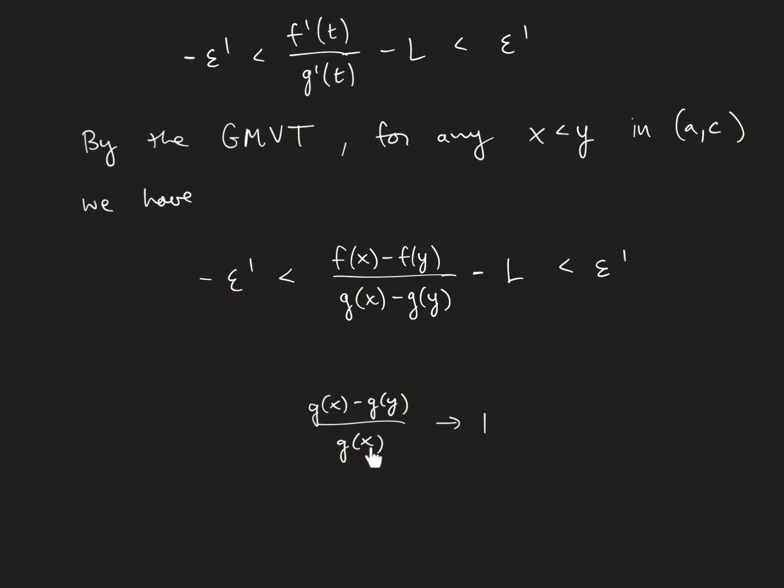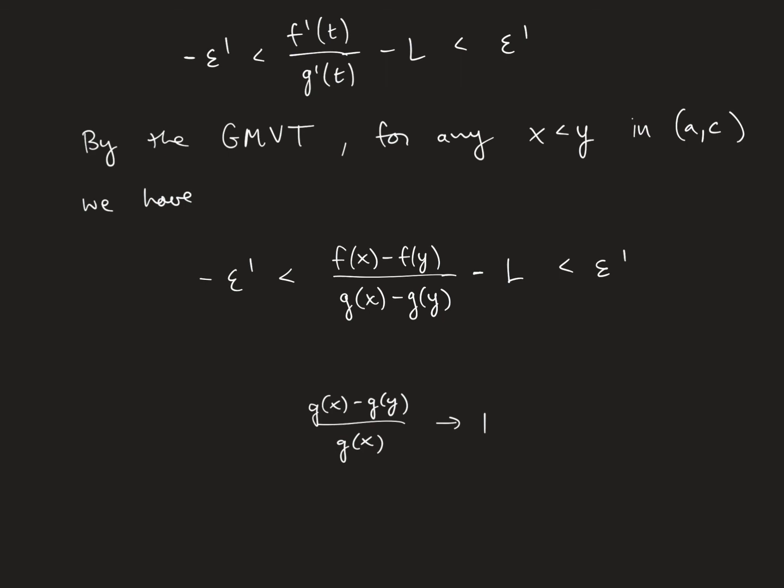and that f of y over g of x is going to go to 0, and so we'll be left with f of x over g of x, and then a bunch of other stuff that we can handle. But this is the main trick, to think about this quantity here, g of x minus g of y over g of x, and that's going to be going to 1, and so if that's going to 1, we can multiply this whole inequality through by that without changing things too badly. Okay, so that's the basic idea.